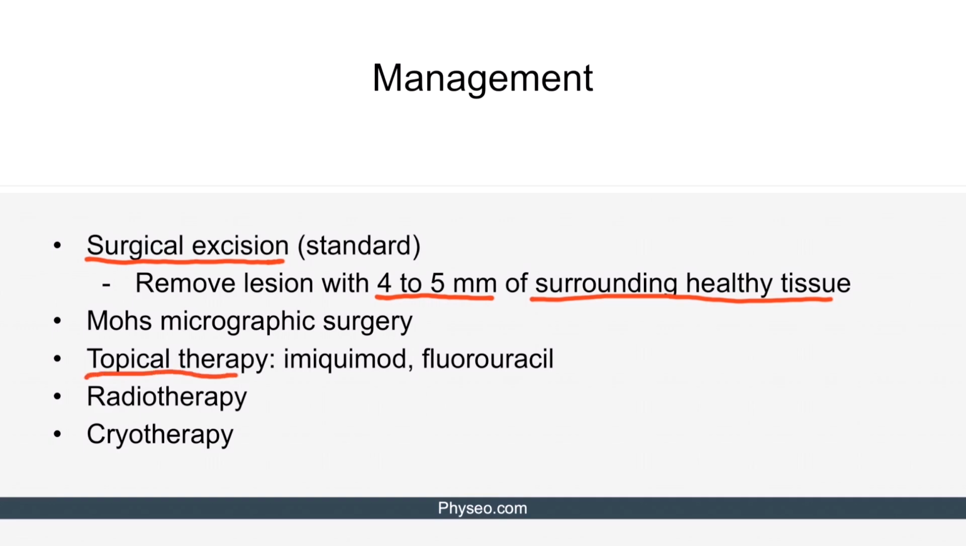Now, topical therapies like imiquimod and fluorouracil are considered second line. Patients who are unfit for surgery or patients with large tumors could also receive radiotherapy. Cryotherapy is another treatment, and that uses liquid nitrogen to freeze the tumor cells.